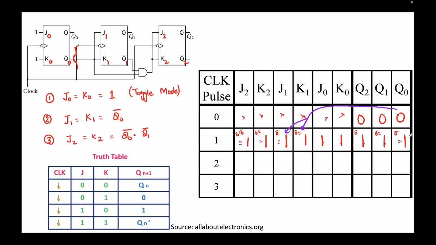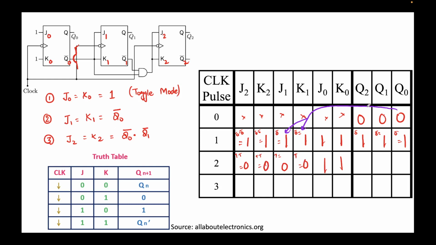So after the first clock pulse, this will be the output, but we want after 3 clock pulses, so we will repeat this experiment, right? Let's again populate the input. So J0, K0 is 1, we can see. J1, K1 is nothing but Q0 bar. Q0 is 1, so 1 bar will come out to be 0. And J2, K2 is Q0 bar dot Q1 bar. This means 1 bar dot 1 bar. This will turn out to be 0.